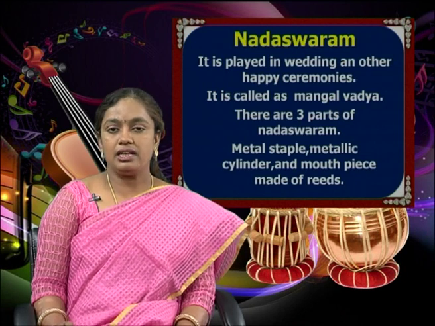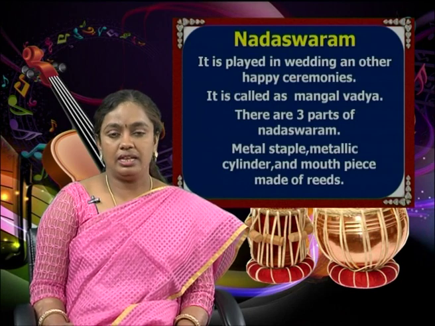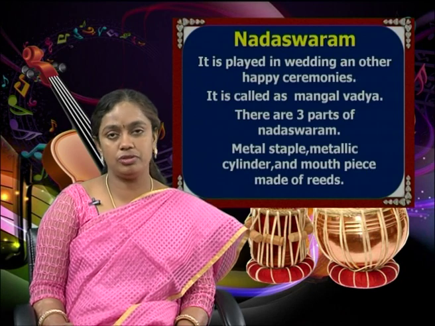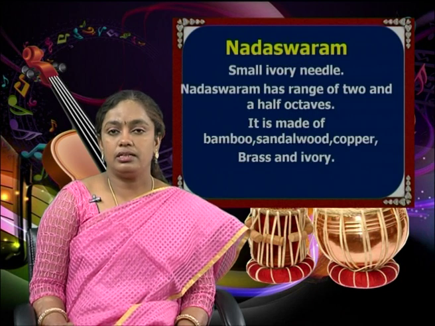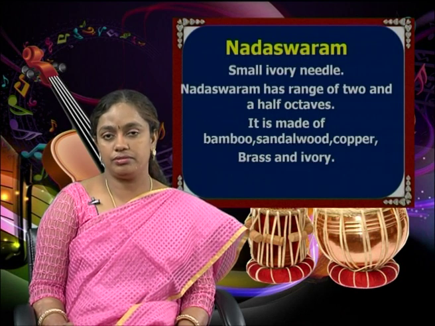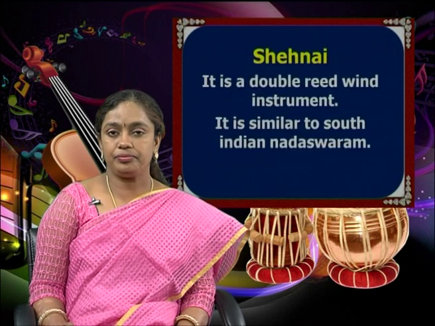Mainly there are 3 parts of the nadaswaram, that is metal staple, metallic cylinder, and it has a mouthpiece made of reeds which produces different swaras, and it has a small ivory needle with it. Nadaswaram has a range of 2.5 octaves. It is made of bamboo, sandalwood, copper, brass and ivory.